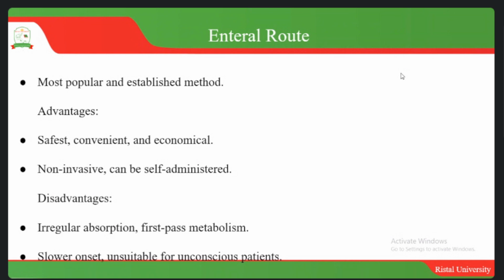Entero means it goes into the digestive system. So it has a slower onset and is unsuitable for unconscious patients. You realize that patients who are unconscious cannot swallow drugs orally. Instead, they can choke or they can get aspirations.